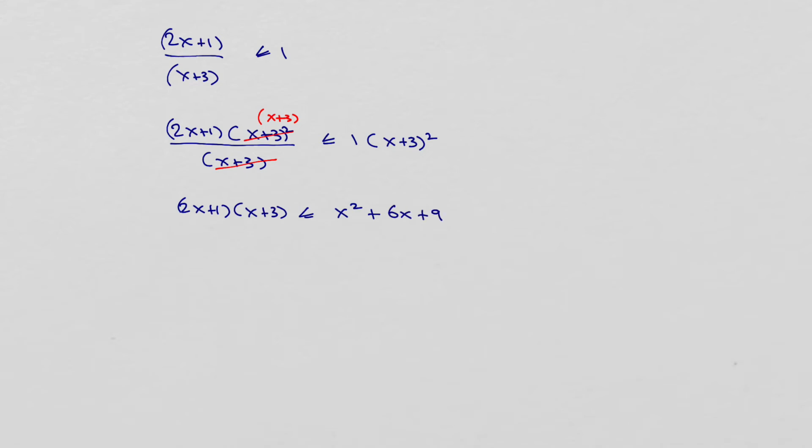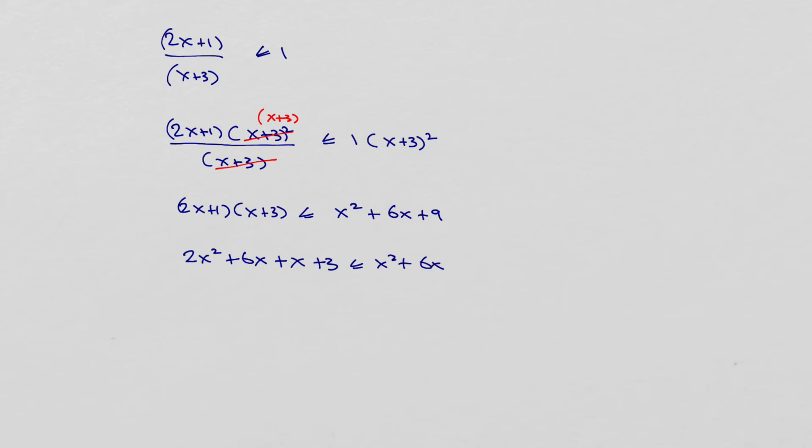So remembering that squaring our brackets, we square the first term, multiply them and double it, and square the second. So we have x by x is x squared, x by 3 is 3x, double it gives us 6x, and then 3 squared is 9. Multiplying out the left-hand side, we have 2x by x is 2x squared, 2x by 3 is 6x, 1 by x is x, and 1 by 3 is 3.